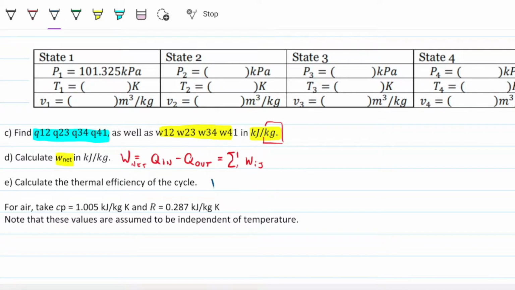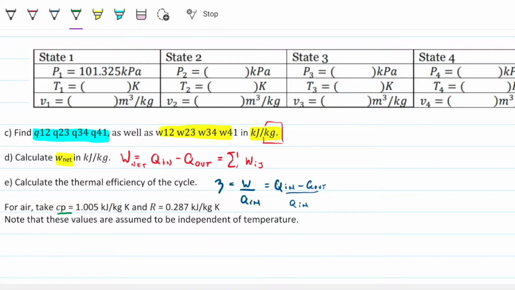Again, we know how to do this. Thermal efficiency is just how much work we actually got with respect to how much energy was available from the start, which can also be written as the difference between Q in and Q out divided by how much energy was there to begin with.